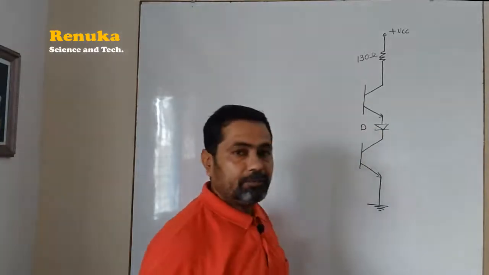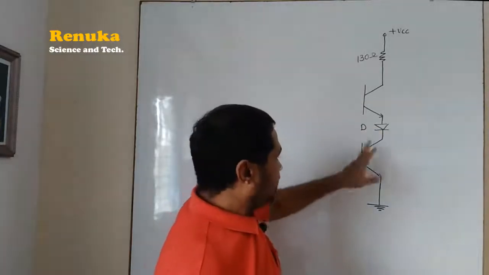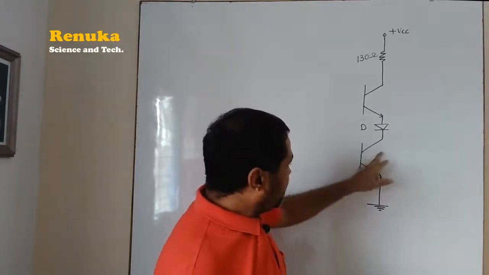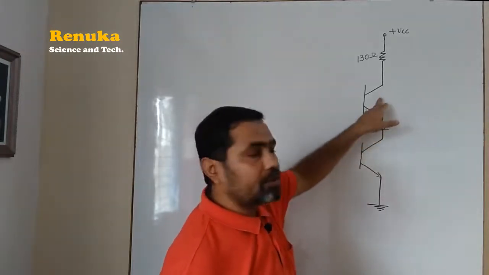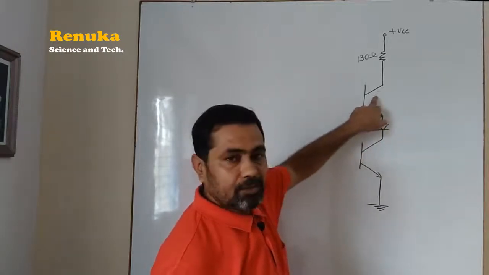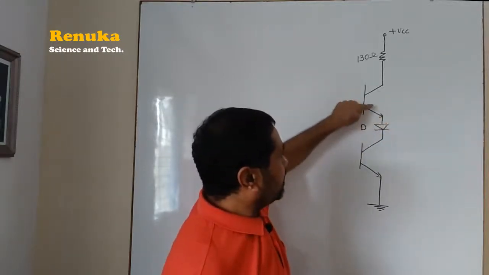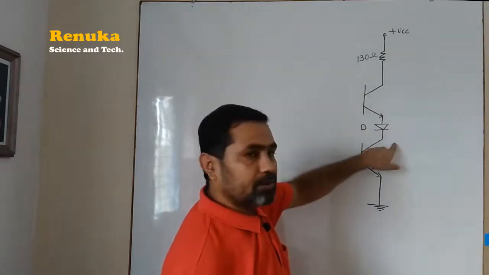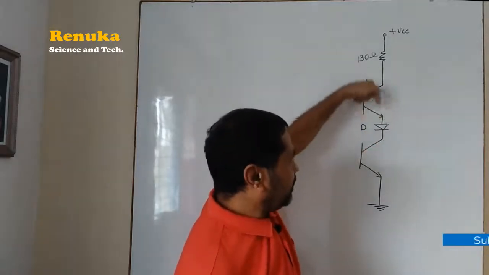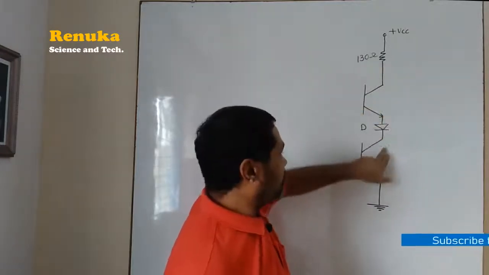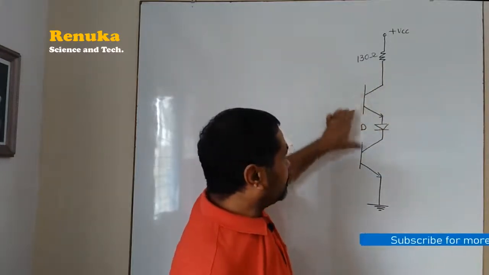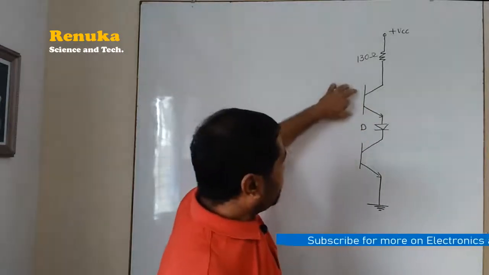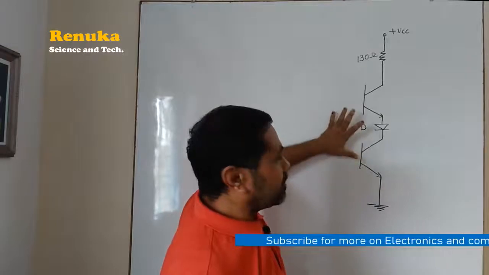What is the meaning of this diode? Whenever this transistor is either on or off, the reverse current may change the conditions of the transistor. So no reverse current has to flow. That is why this diode is connected like this. All the current will be unidirectional only, and reverse current will not flow. That is why a diode is connected between these two transistors.